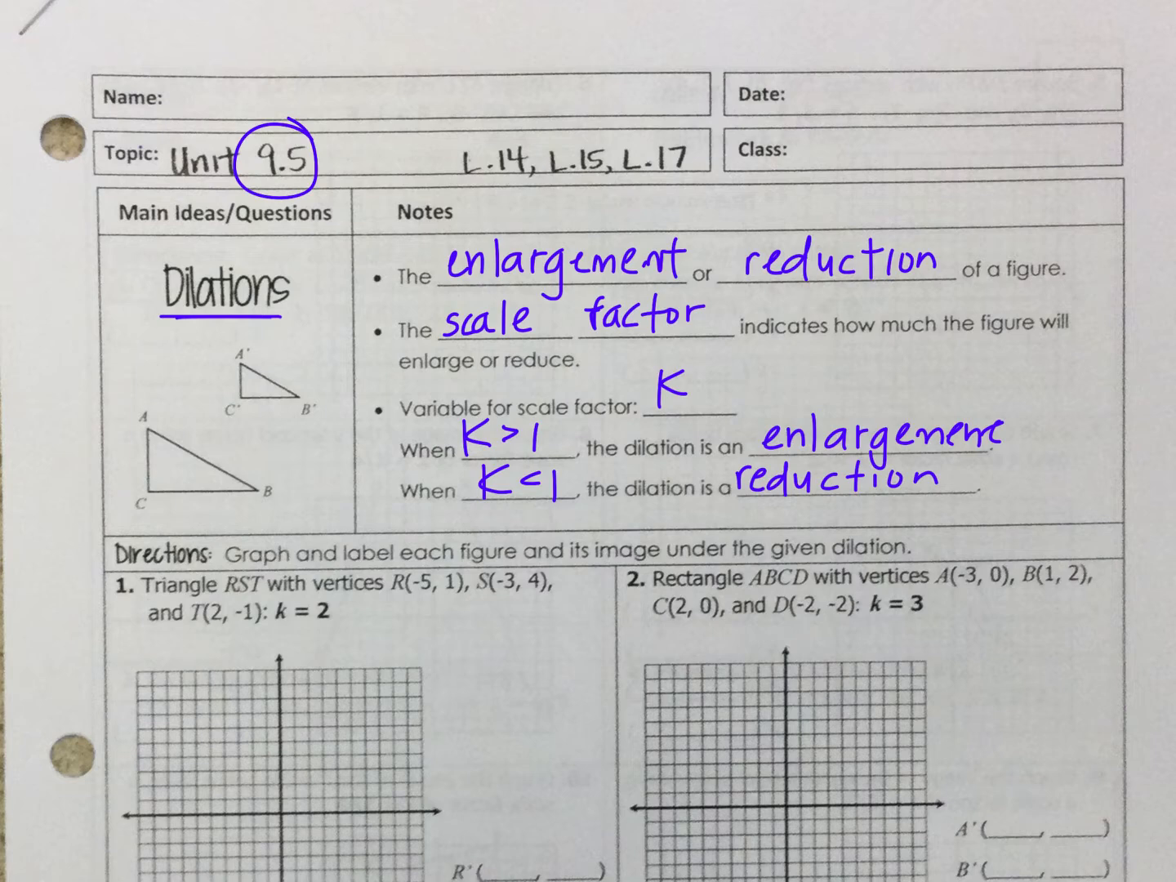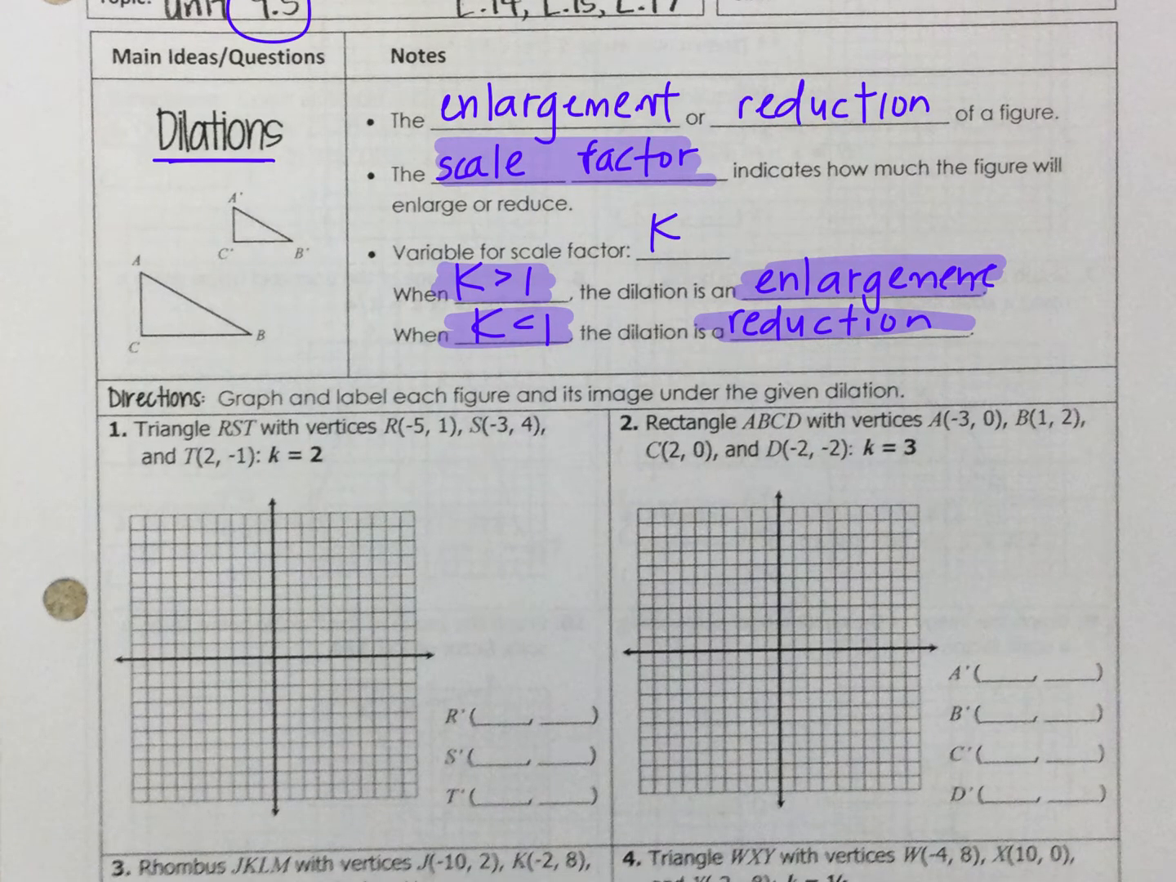So, take down these first notes: the scale factor is going to tell us whether we're making it larger or smaller. If it's greater than 1, it means we're making it larger. If it's less than 1, it means we're making it smaller. So let's look at number 1. It says that K is 2. Well, that's greater than 1, so we're going to make it bigger. So this is actually going to be an enlargement.